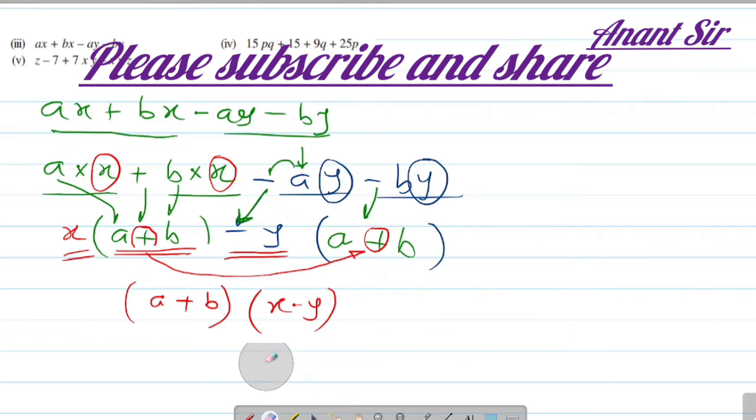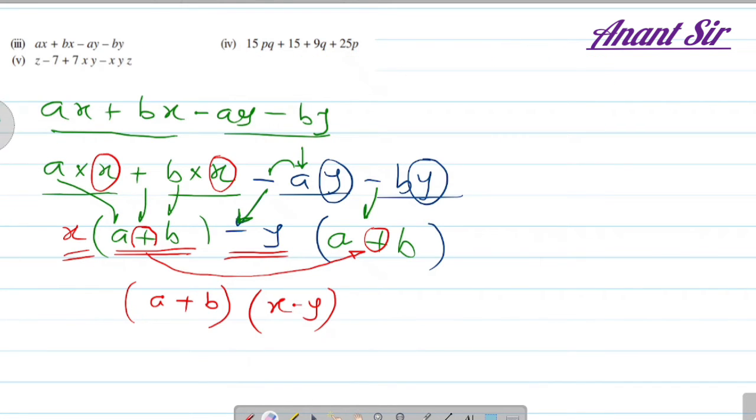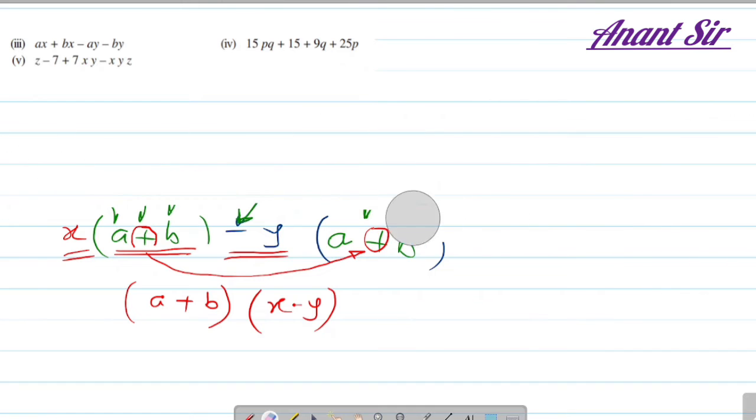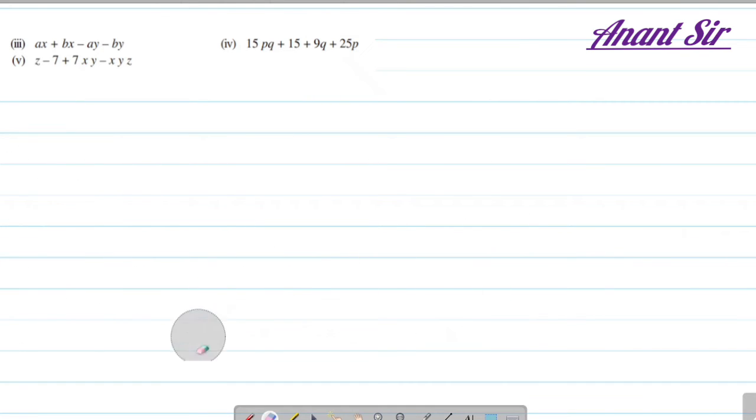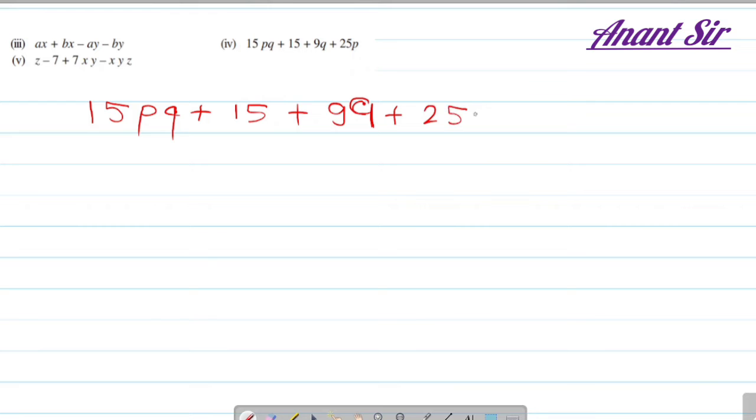You can take the screenshot. So let's move on to solve the fourth question. Now it is also a little bit different. What is different? See, it's 15pq plus 15 plus 9q plus 25p. Till now what we did, we took first two terms, took something common, last two terms took something common. Okay, we will be doing the same thing here, and let's see whether we get the correct answer now.